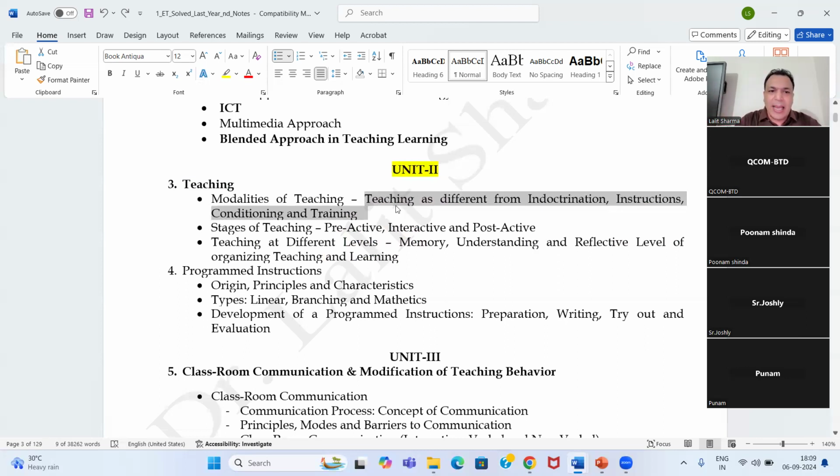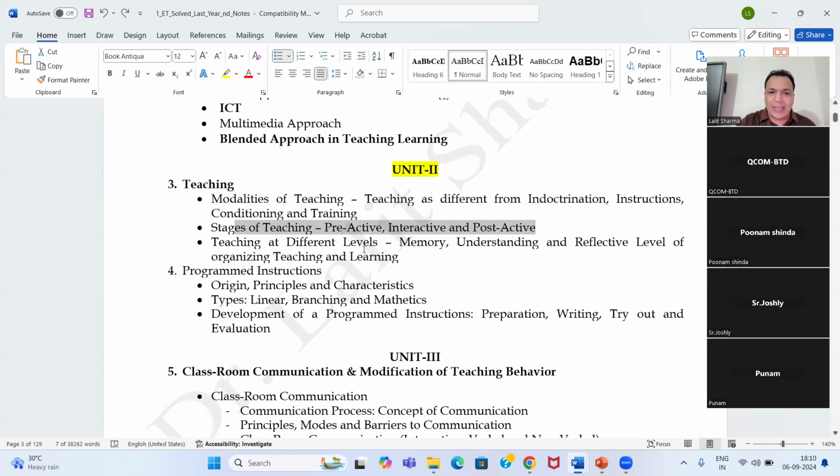We will discuss. Next, stages of teaching. Already you have done stages of teaching many times. There are always 3 stages: pre-active stage, interactive stage, and post-active stage. In B.Ed, we have done it many times, right? In pre-active we prepare the topic, interactive we interact with the student, and post-active we do the evaluation.